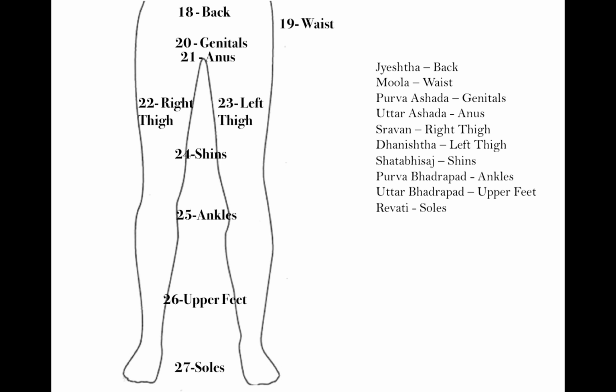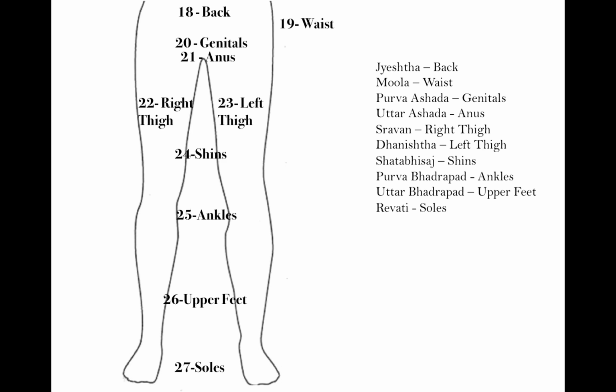Now going further down, the 18th nakshatra is the back, 19th is the waist, 20th is the genitals, 21st is the anus, 22nd is the right thigh, 23rd is the left thigh, 24th is the shins, 25th is the ankles, 26th is the upper feet, and the 27th nakshatra is the sole. Taking the nakshatra purush as reference, Jyeshtha is for the back, then Mula is the waist, and finally it ends in Revati, which is the soul. These 27 nakshatras are part of the nakshatra purush body.